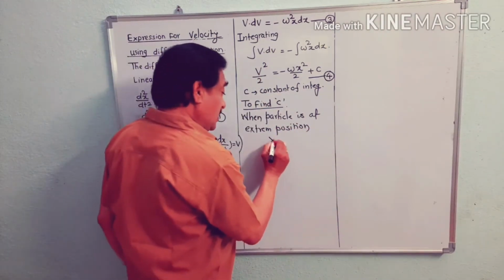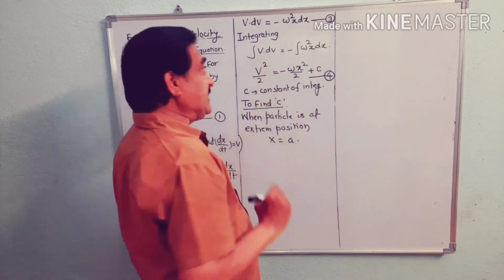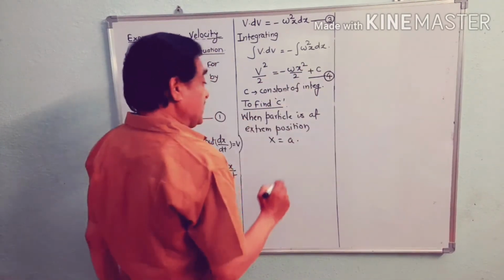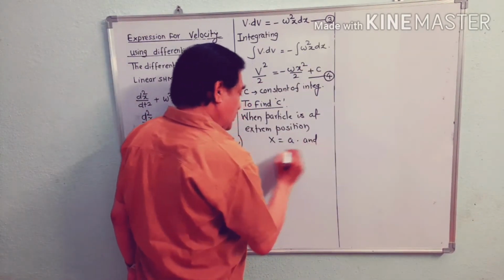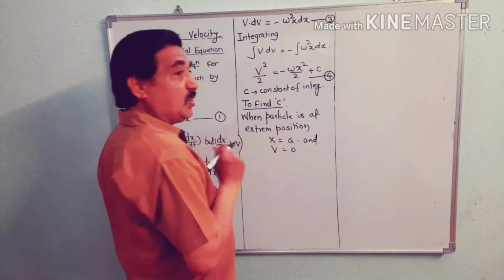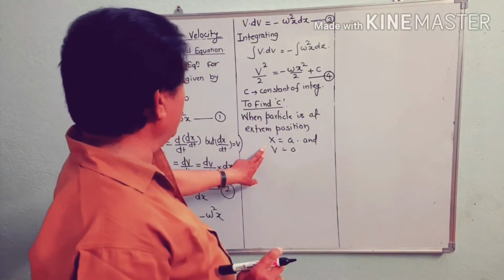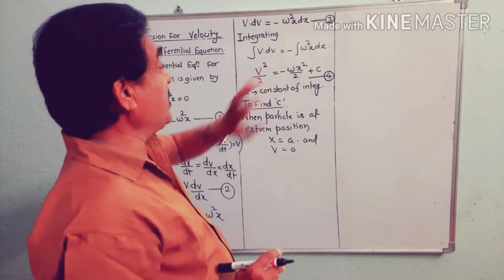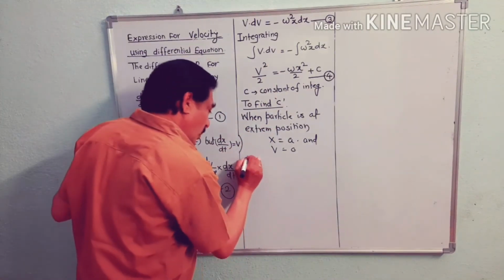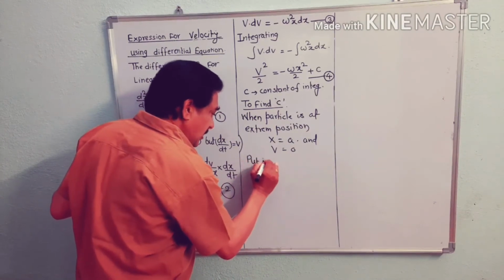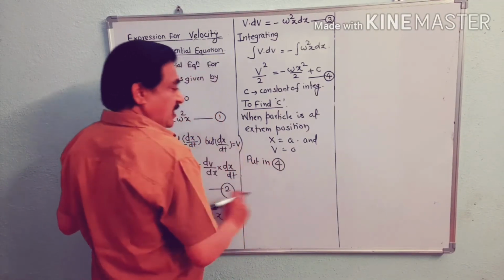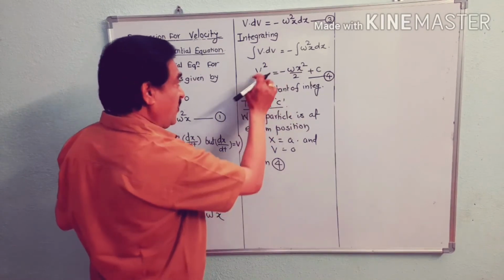x is equal to a असेल आणि velocity काय असेल? And velocity v is equal to 0. At extreme position velocity 0. Substitute this condition in equation 4.